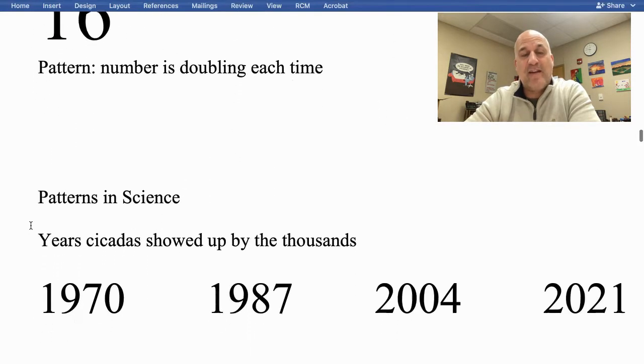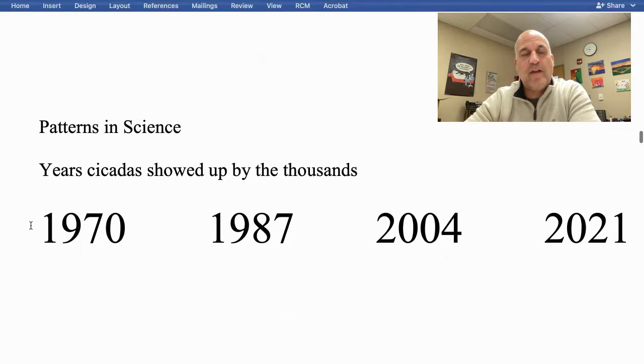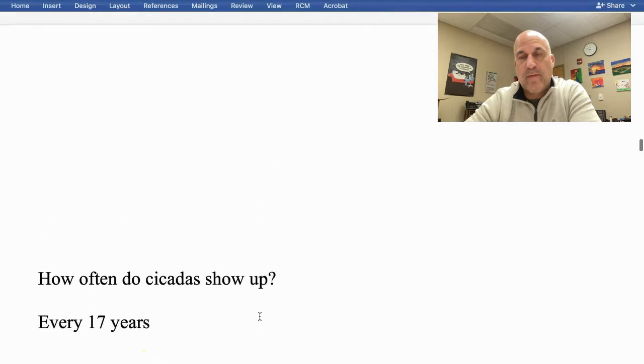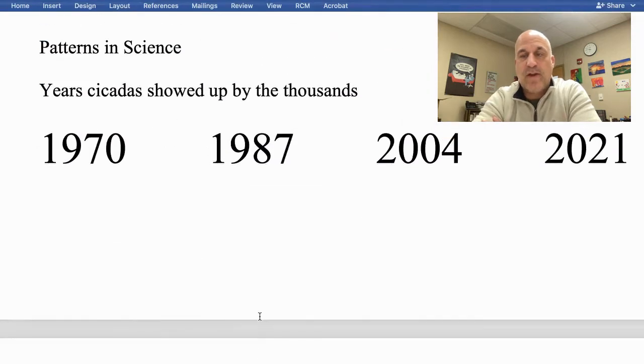There are patterns in science. So for example, if you look at the years that cicadas show up, you look at these numbers and you look at the years that this happens, and you can try to guess, you don't even have to guess, you can tell when the next group of cicadas is going to come. Because if you do the math, there are 17 years between each of these years. And so the next time the cicadas are going to come is going to be in 2038. Because that would be 17 years.